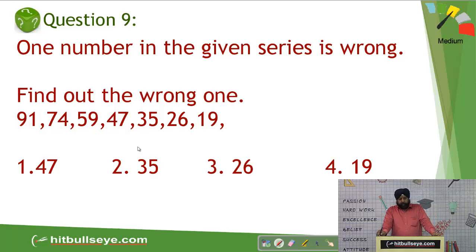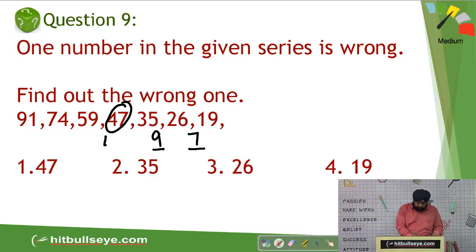Here this time, this is a question on wrong number in the series. Find out the wrong number. We can start from anywhere. We will start from the end. It is 19 plus 7, 26 plus 9. Here 15. Now, students, can you guess the next difference? Of course, it should be of 11. So 35 plus 11 should be 46. But here it's given to be 47.